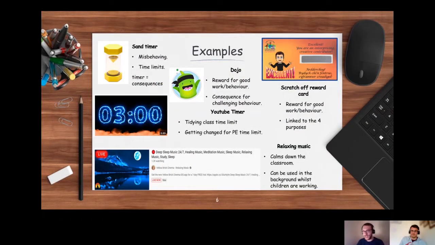So that could be dojo points, that could be golden time. I made them around the four purposes, so you can give them out when they've shown signs of following, or being one of the characteristics of, one of the four purposes. So there's loads of things, and these are just a couple that we've seen, we've used, that we think work. There's bound to be others out there, and if there are other ideas, please let us know because we want to try and share as much as we can.